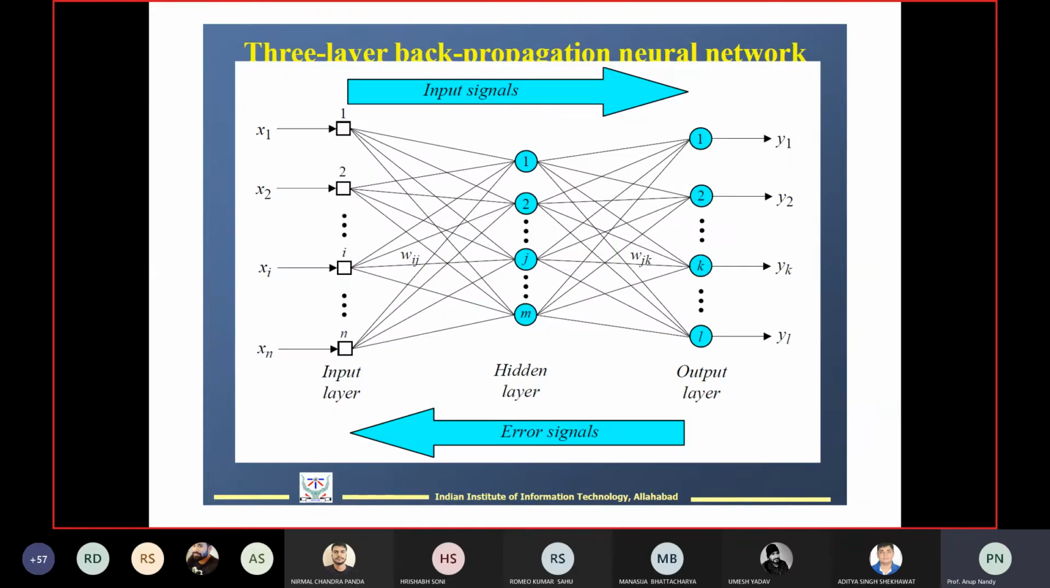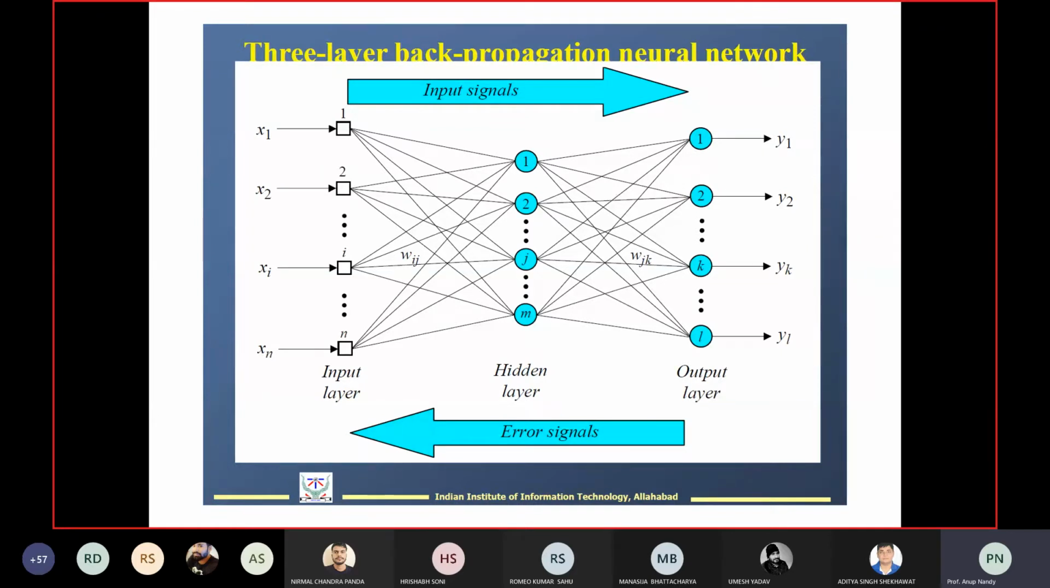Before that, I can say that the MLP, multilayer perceptron, is a class of feed forward artificial neural network, because you are feeding the input in the forward direction. That's why, as you can see in the graphical representation, the input signals are shown in the forward direction and the error signals are shown in the backward direction. So MLP is a class of feed forward artificial neural network, and an MLP consists of at least 3 layers of nodes. You need to have at least 3 layers.